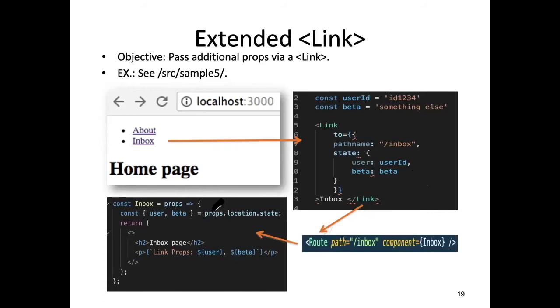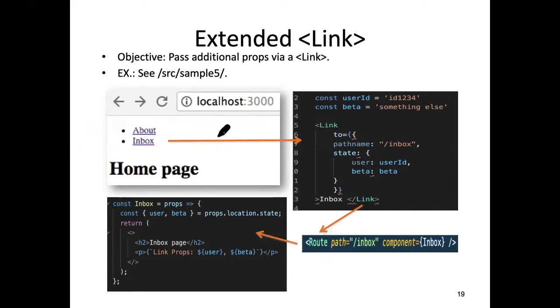So essentially this props.location is another special prop that's made available to our component by the React Router library. And all I'm doing here is destructuring the stats object to get at my two custom props. I'm not doing anything with them other than displaying them, I think, but it's sufficient to demonstrate how you can pass props to a component via a hyperlink. And you can look at sample 5 in your own time.